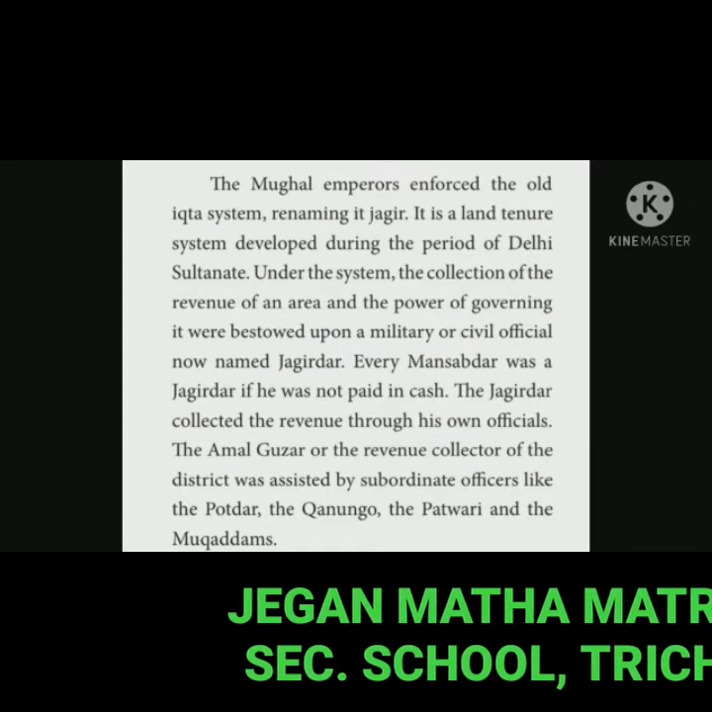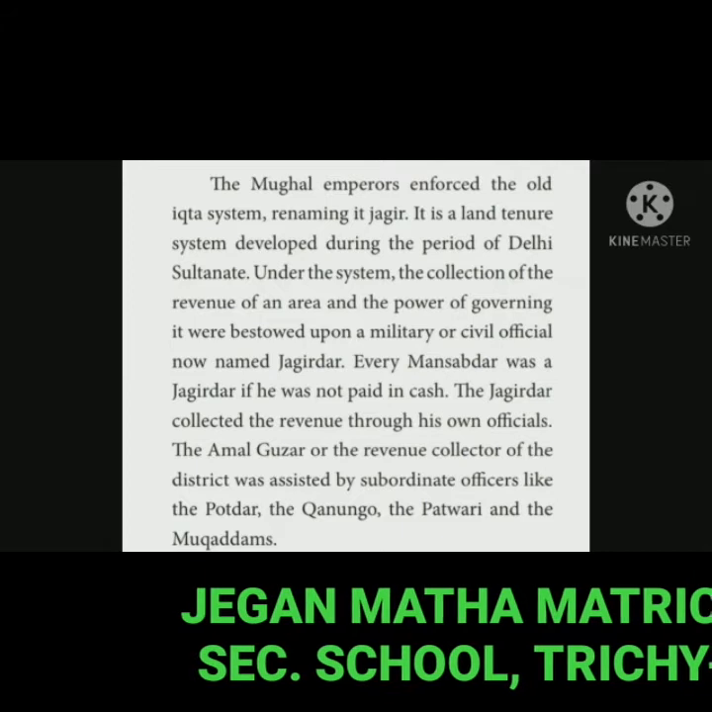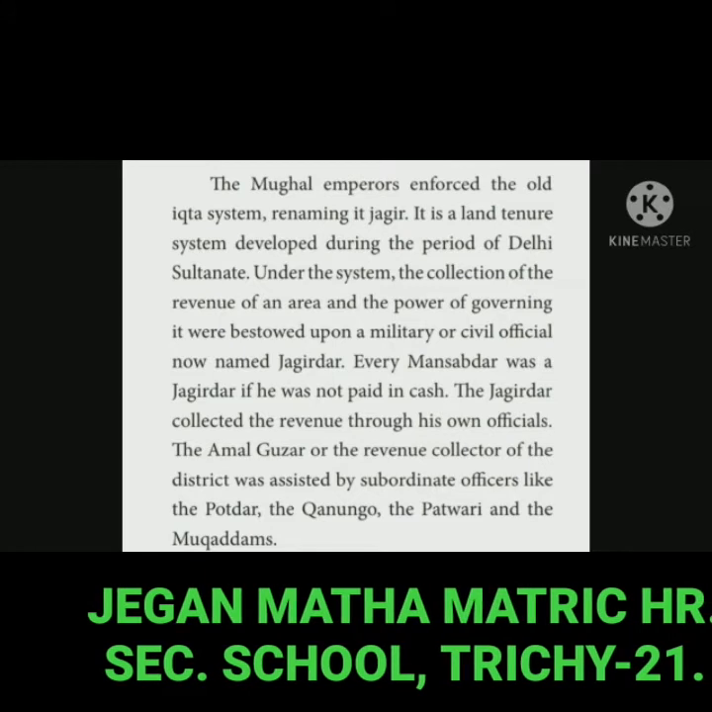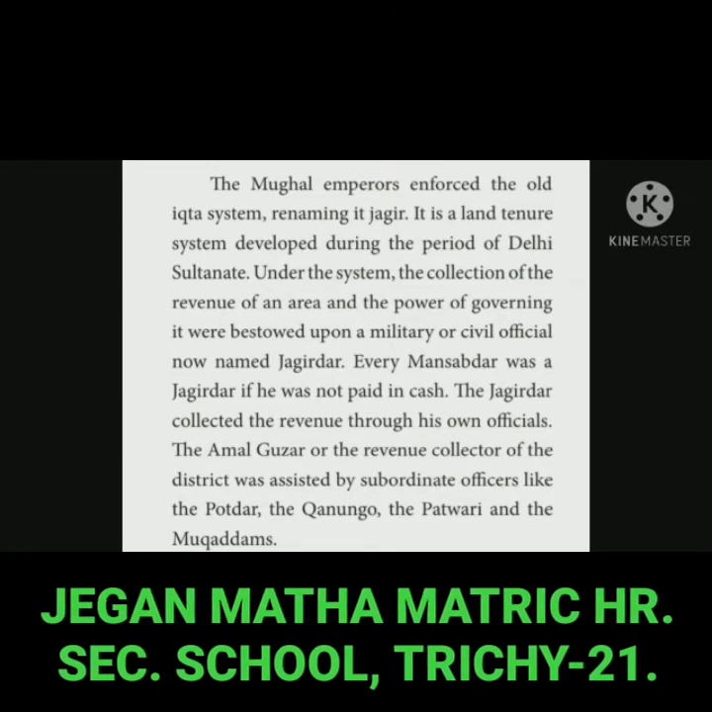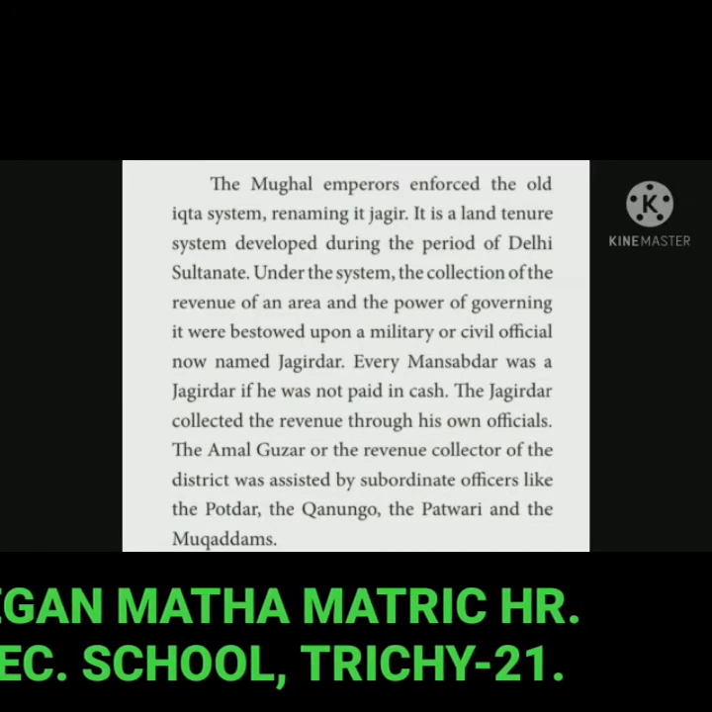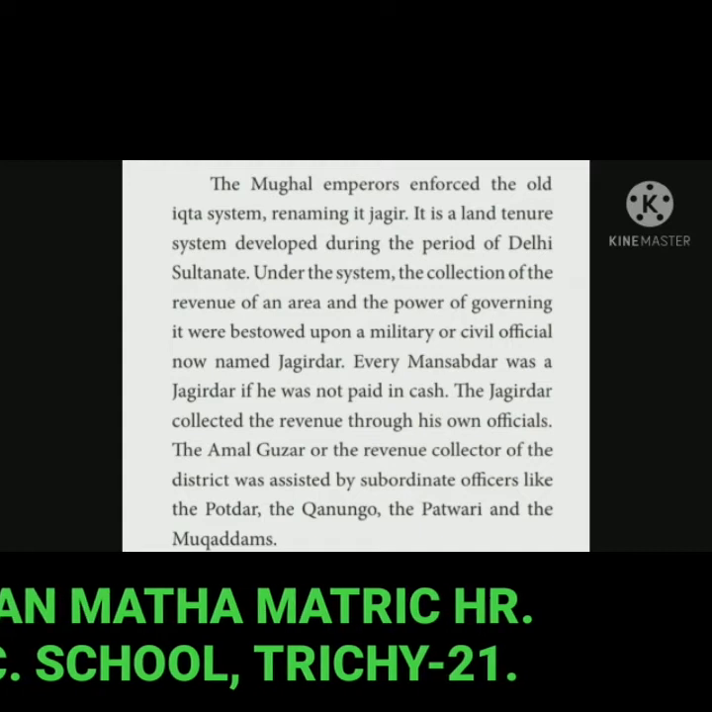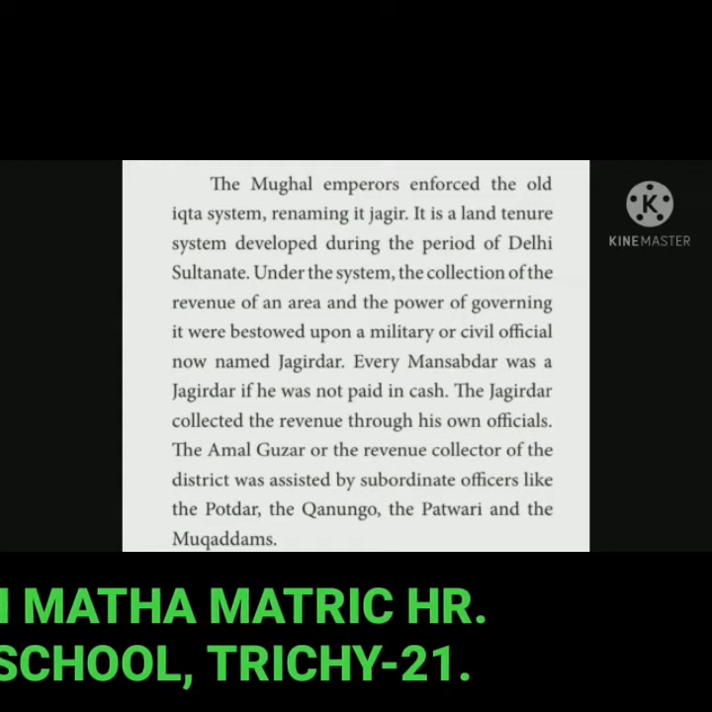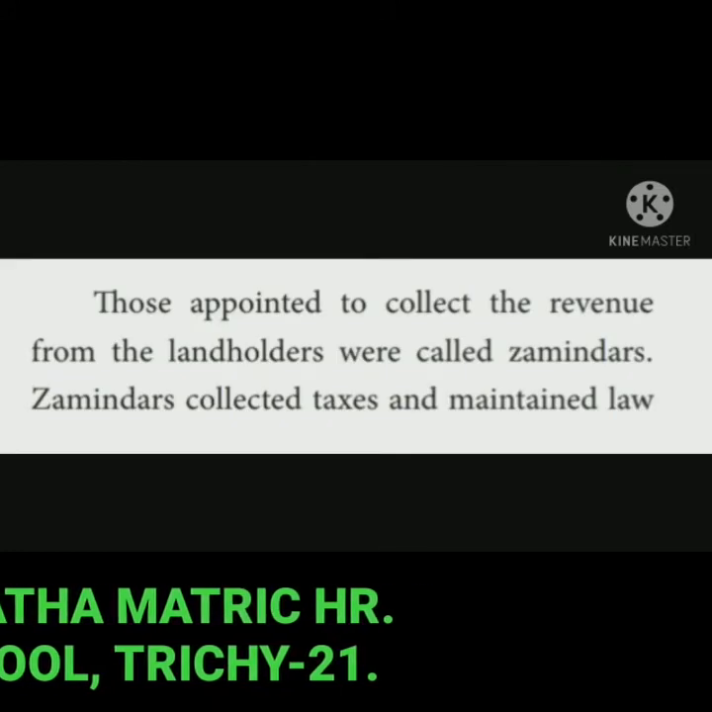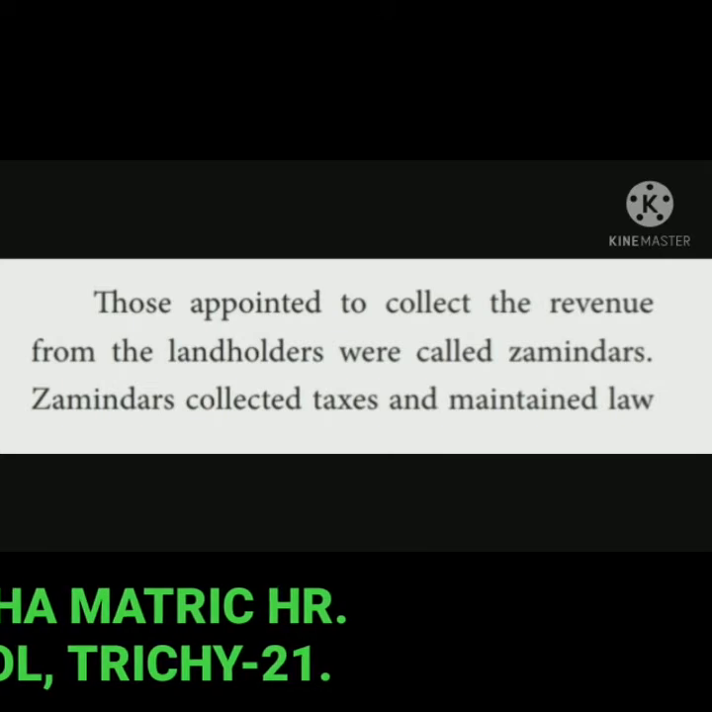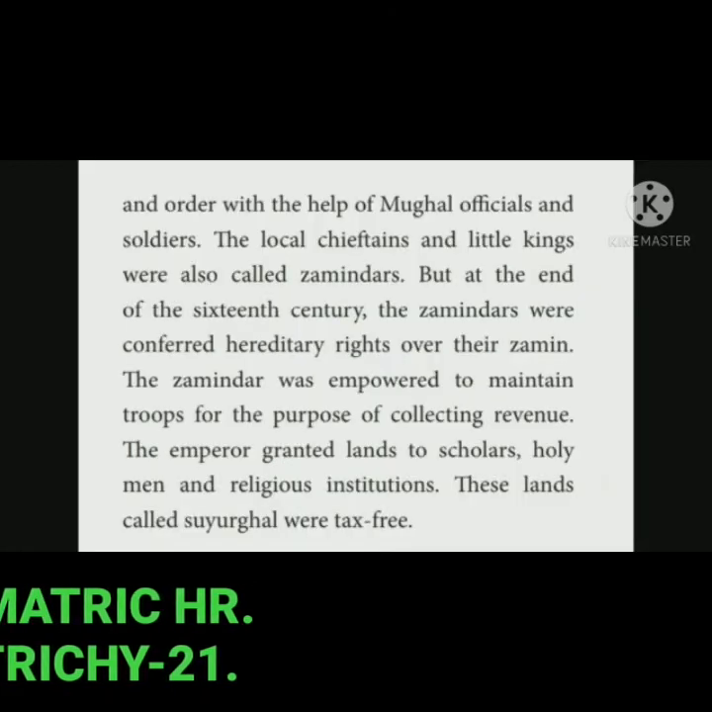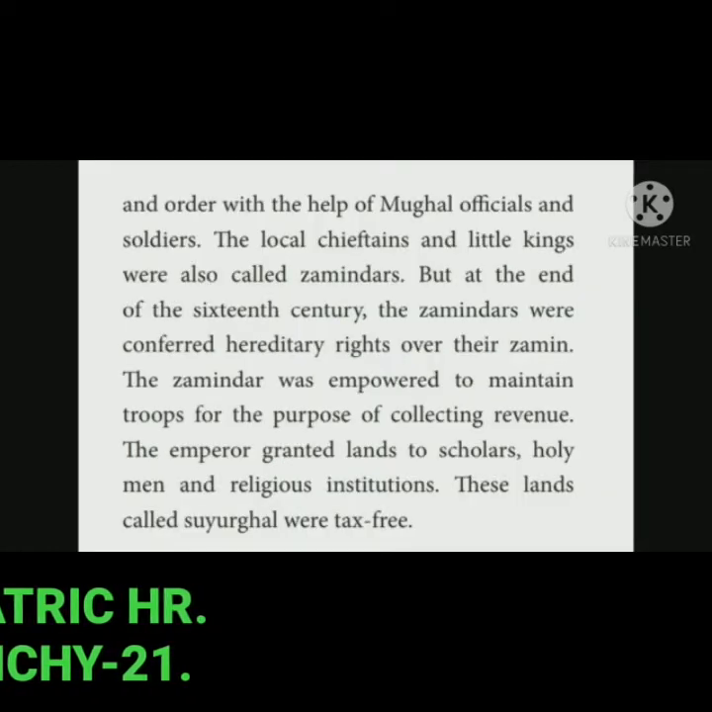The Amal Guzar, or the revenue collector of the district, was assisted by subordinate officers like the Potdar, the Qanungo, the Patwari and the Muqaddams. Those appointed to collect the revenue from the landholders were called zamindars. Zamindars collected tax and maintained law and order with the help of Mughal officials and soldiers.